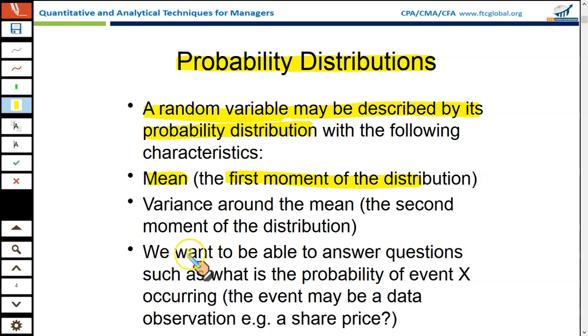And then we want to be able to answer questions such as what is the probability of an event X occurring. That means we will use this probability distribution to calculate the possibility of a specific event. For example, the possible changes in a stock price. Events may be data observations like share price, or any event that we would like to predict.